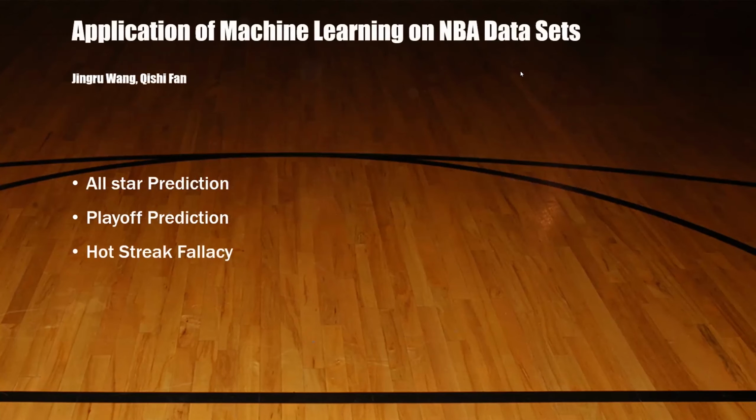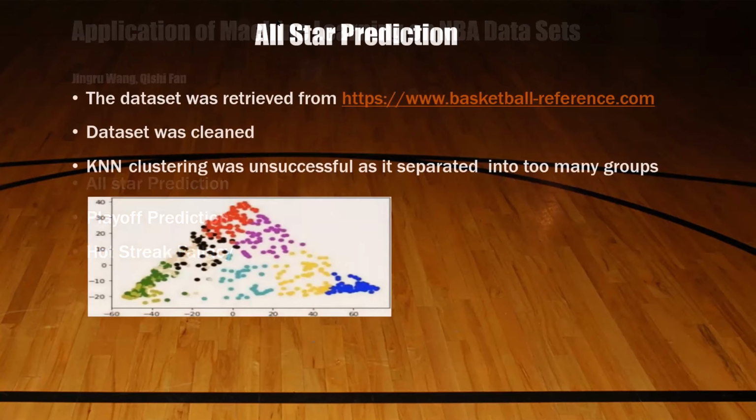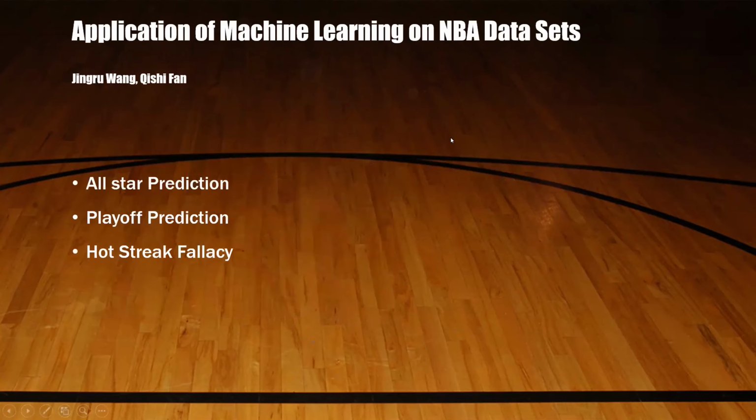I came across a very interesting paper entitled Application of Machine Learning in NBA Datasets. It was done by Jingru Wang and Kishan Fan, and they focused on three different areas. One was All-Star prediction. The All-Star game is a game conducted for the most talented players in the NBA for a particular season. So the absolute elite of the elite are selected for a weekend where they compete on two different teams.